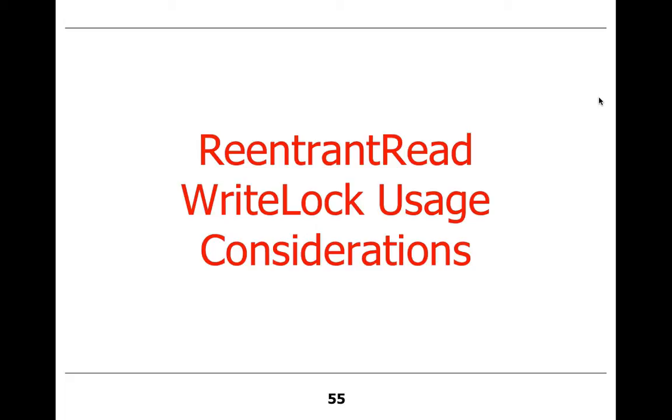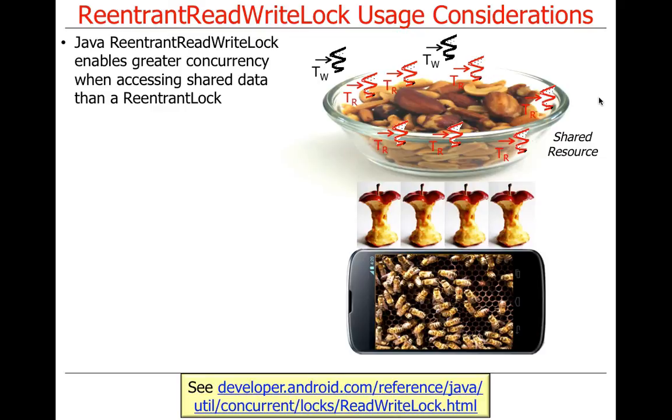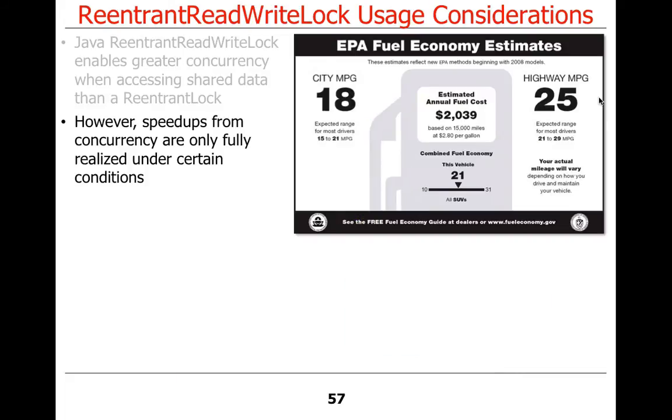So what we're going to do now is expand the discussion of Reentrant Read-Write Lock's usage considerations. The idea of read-write lock is to enable greater concurrency when accessing shared data relative to other kinds of synchronizers, like Reentrant lock or the synchronized keyword, synchronized block, synchronized method, and so on. So that's the idea behind this. And if you take a look here, it gives you some details about when this stuff actually makes sense, and we'll talk about that. The thing to remember, though, is that in practice, these speed-ups may not necessarily materialize.